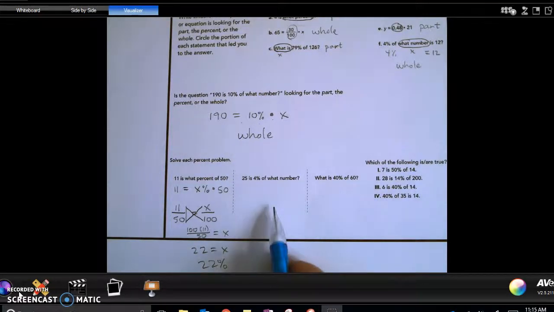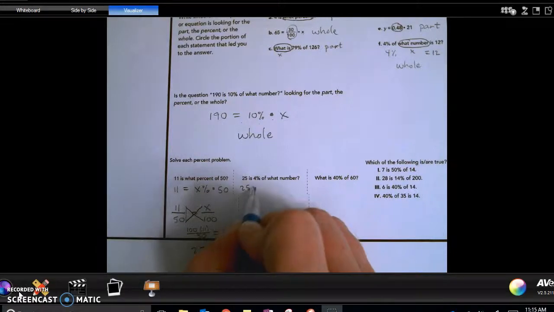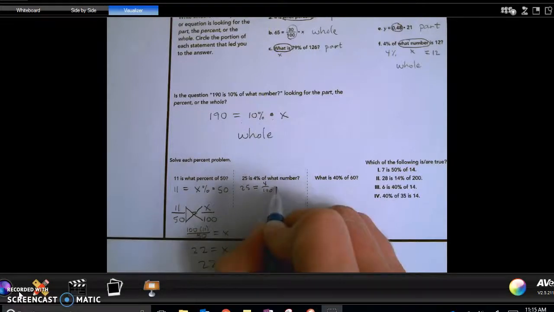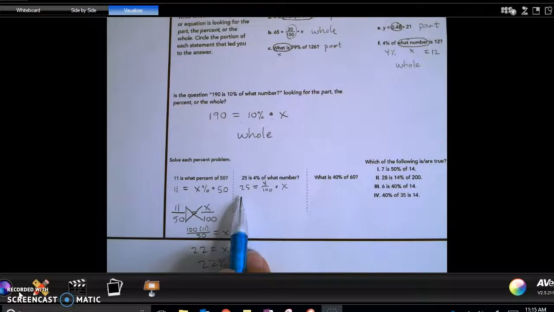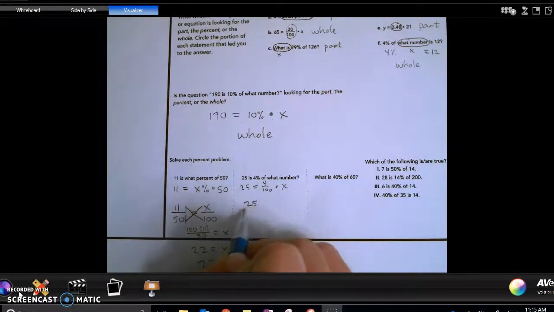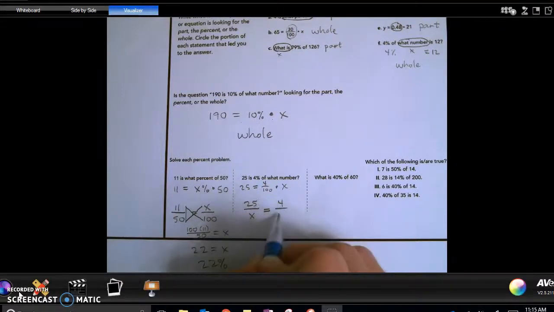Okay, let's try another one. 25 is 4% of what number? So if you don't want to solve the equation because we don't know the steps for solving very well yet, then let's use the equation to help us set up the proportion. Part equals percent times whole. So my proportion says I put part over whole, and that's equal to my percent, which I'm going to write as a fraction.